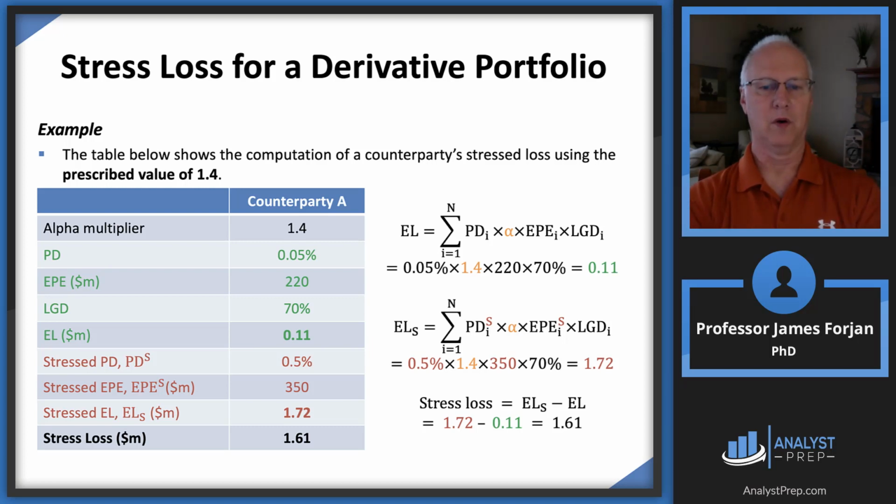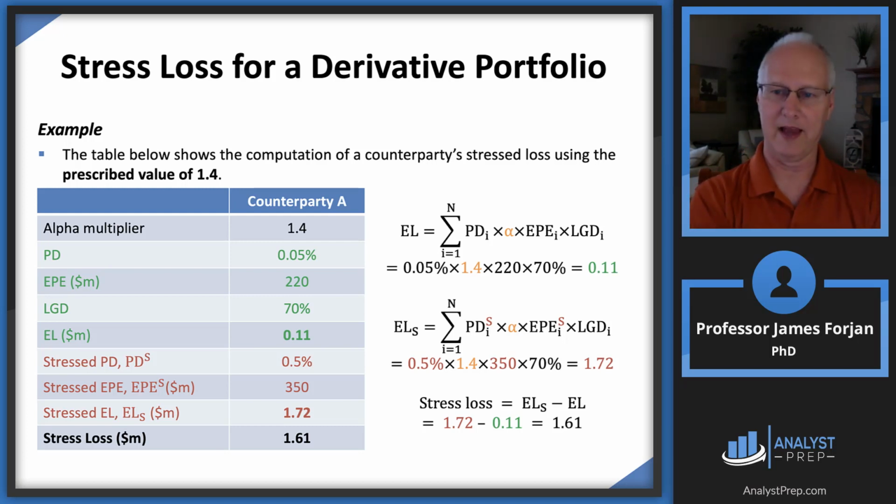And so what we need to do then is figure out what that expected loss is under these stressed conditions. And then our stressed expected positive exposure is going to be greater than the expected positive exposure in the non-stressed, right? So we go from 220 all the way up to 350. And so we get 172.